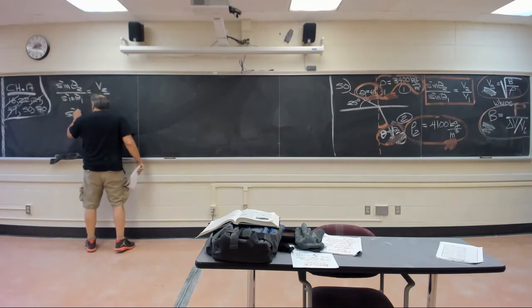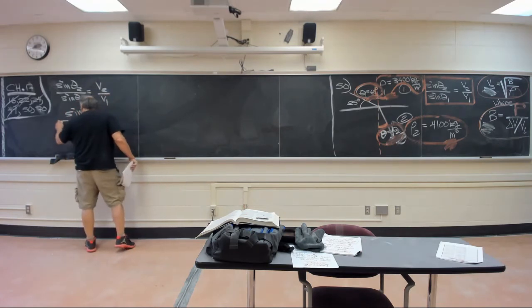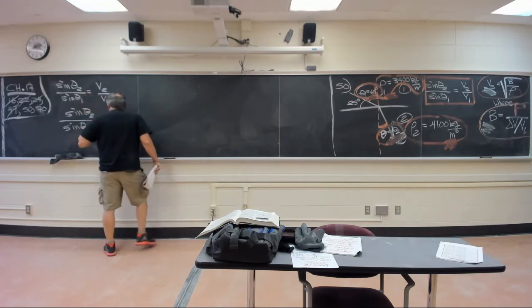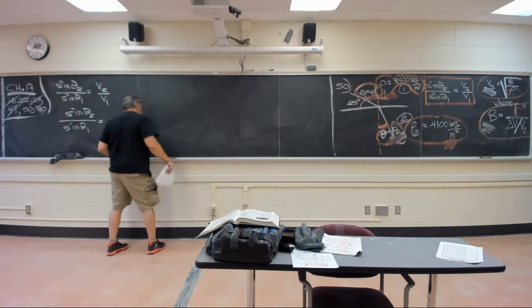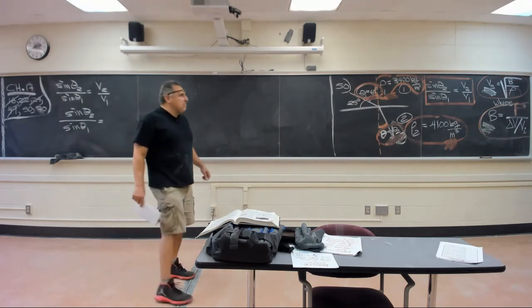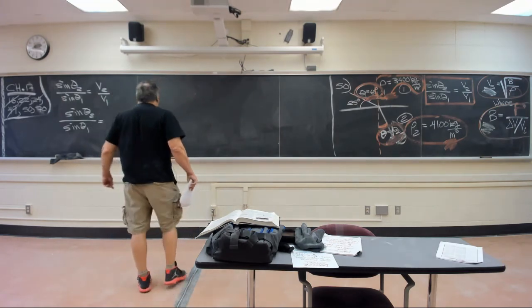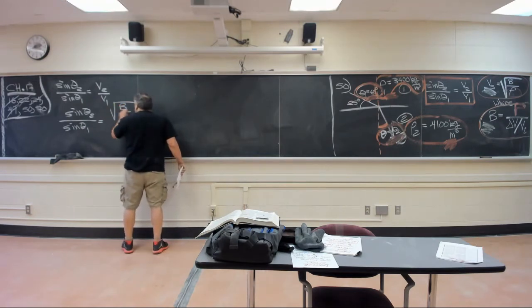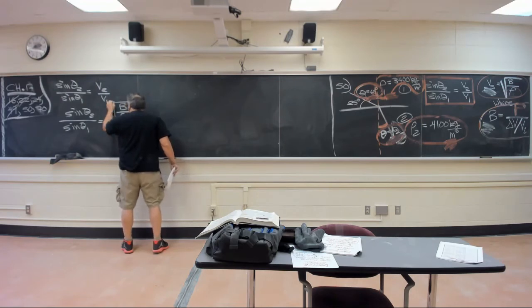What is going on here, guys? Careful. They told us they have the same bulk moduli, but different density. So B is the same. This guy's rho sub 2 for medium 2.